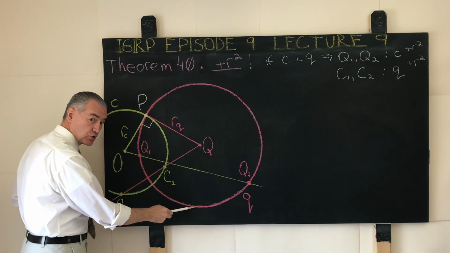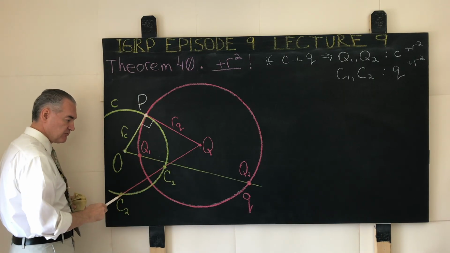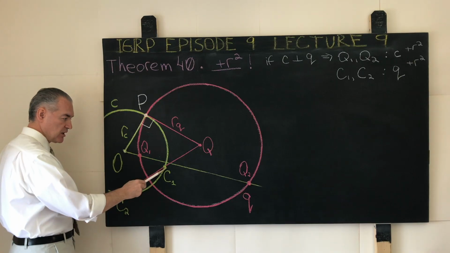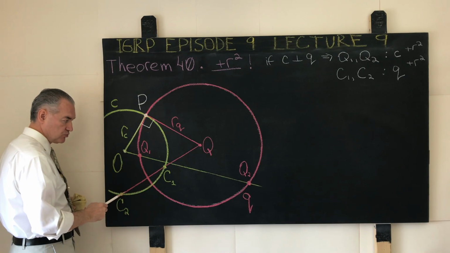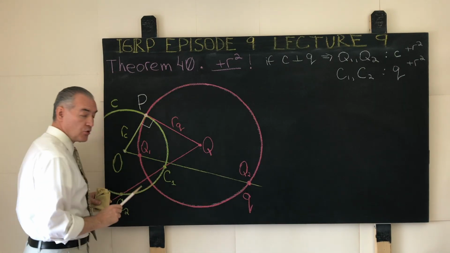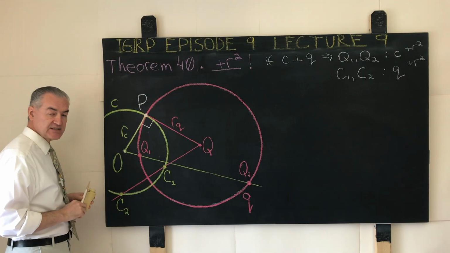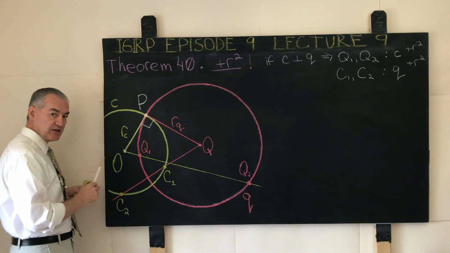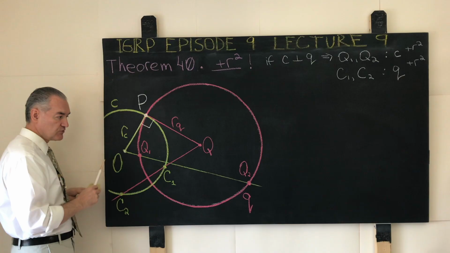With respect to the circle Q, again with positive power, because this time the image points, in this case, the points C1 and C2, and in the previous case, the points Q1 and Q2, they all sit to one and the same side of the corresponding center of inversion.